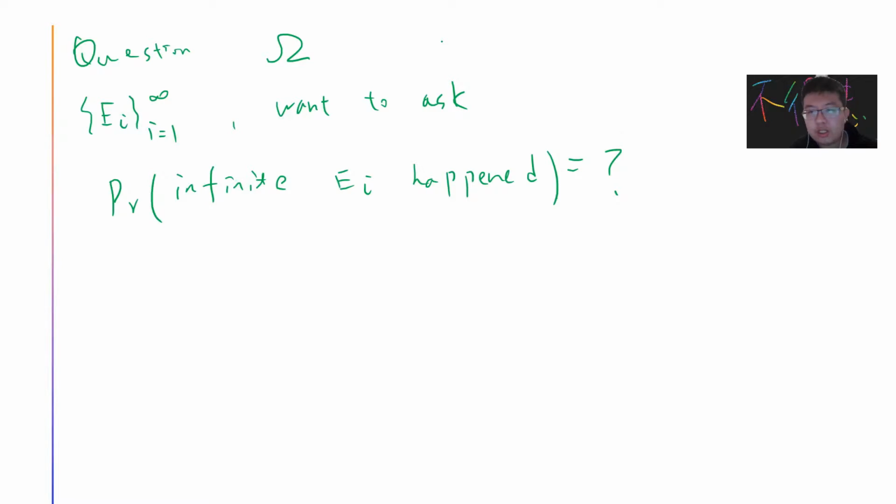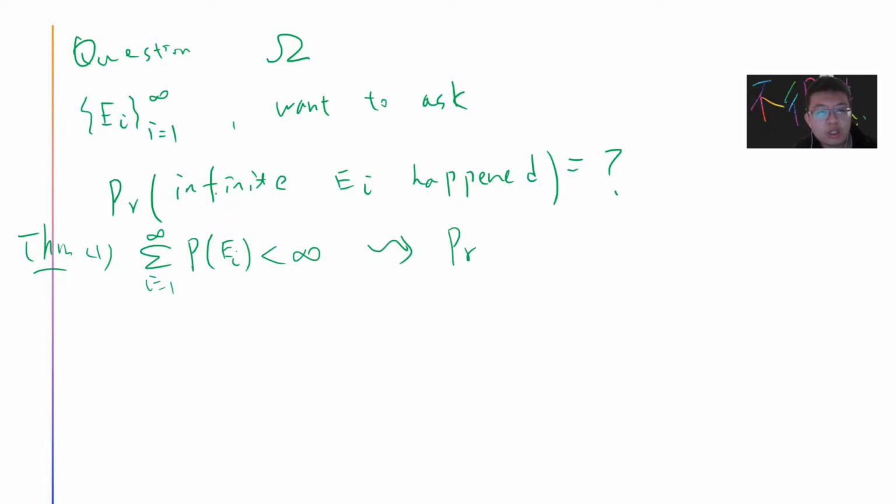But the Borel-Cantelli lemma gives you results. There are two theorems. Theorem one: if you take the probabilities of E_i and sum over them, and you get a finite sum, then this implies that the probability of E_s is 0. I will give the definition: let's say E_s is the event that infinitely many of the E_i happen.